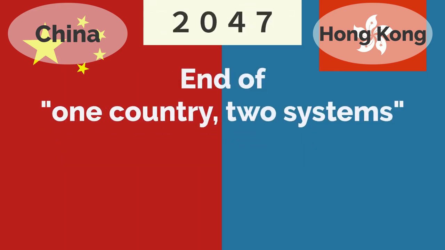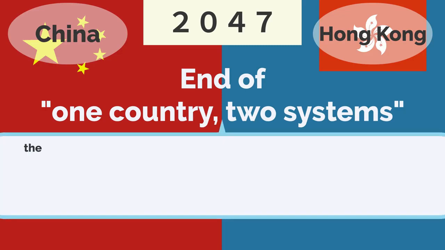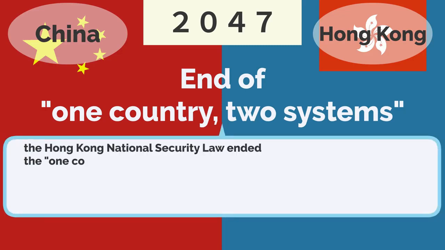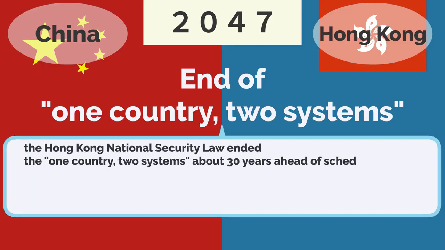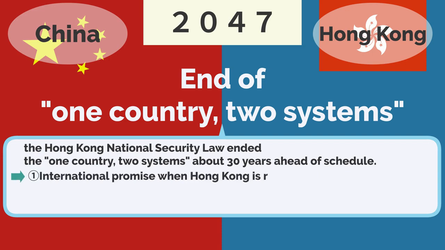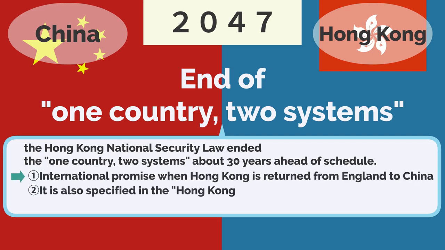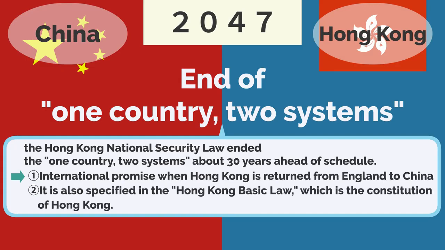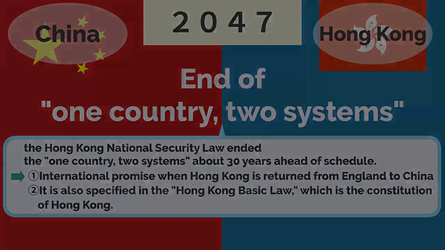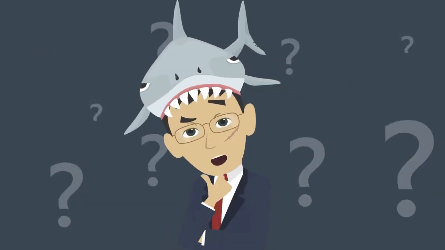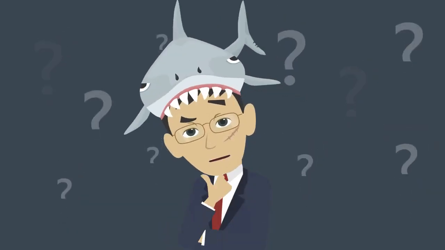In 2047, the deadline for termination of one country, two systems will come. However, the Hong Kong National Security Law ended one country, two systems about 30 years ahead of schedule. One country, two systems is an international commitment made when Hong Kong was returned from the United Kingdom to China, and is also specified in the Hong Kong Basic Law, which is the Constitution of Hong Kong. So what's the problem with the Chinese government's intervention in Hong Kong?